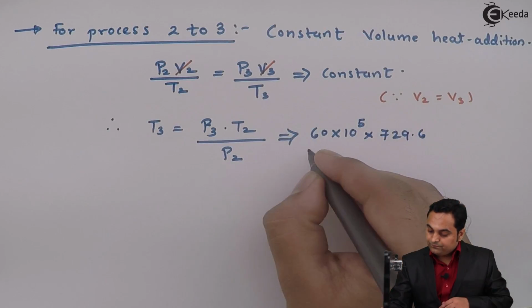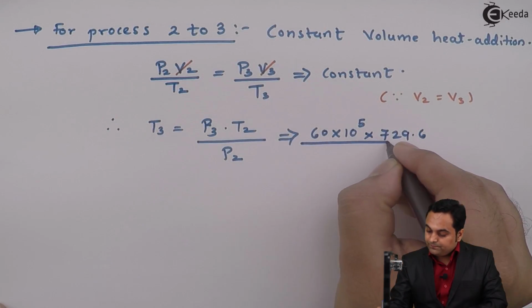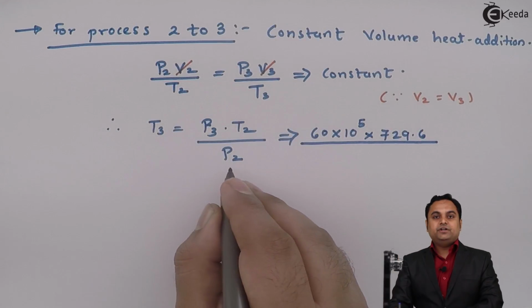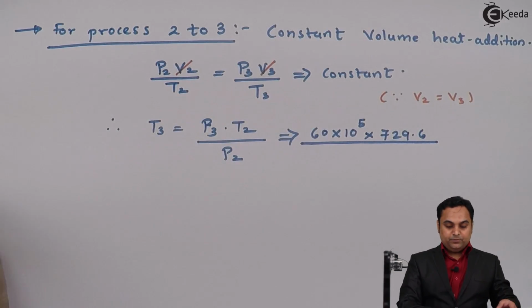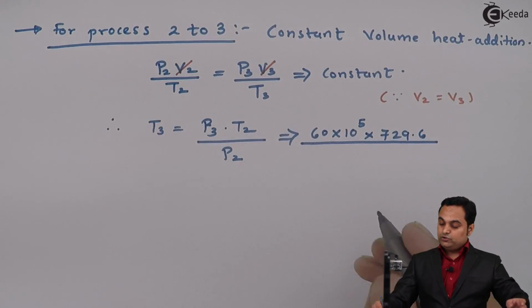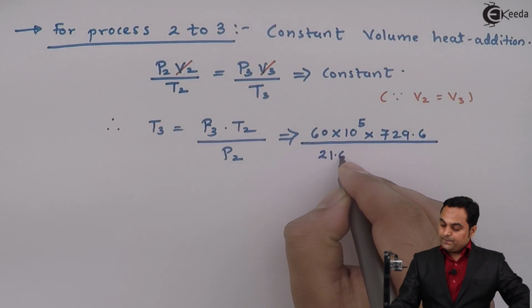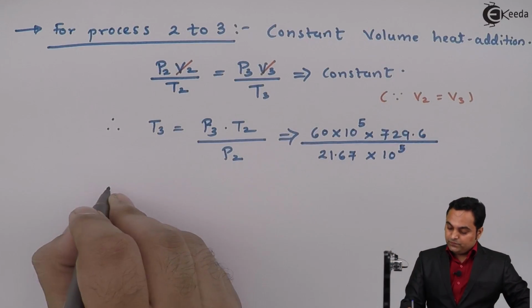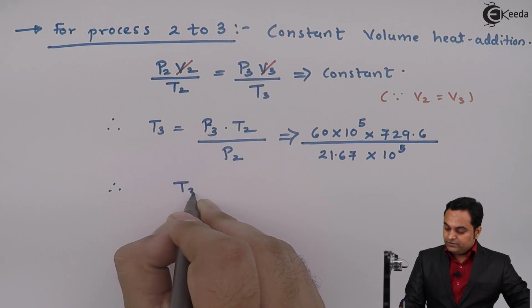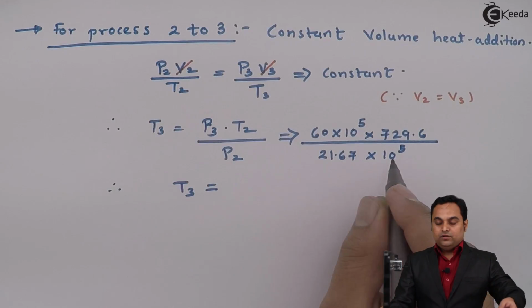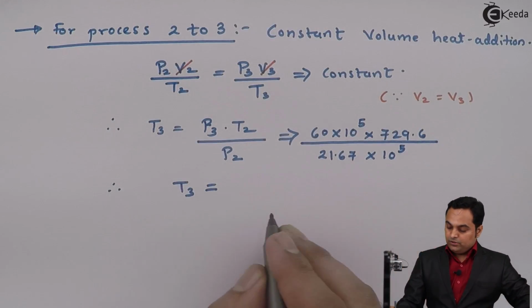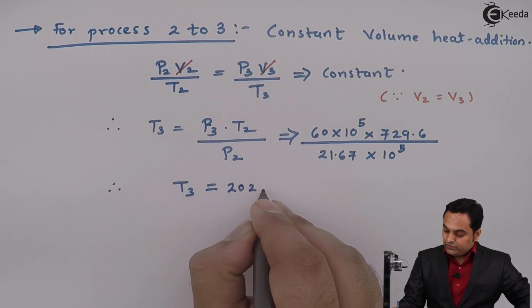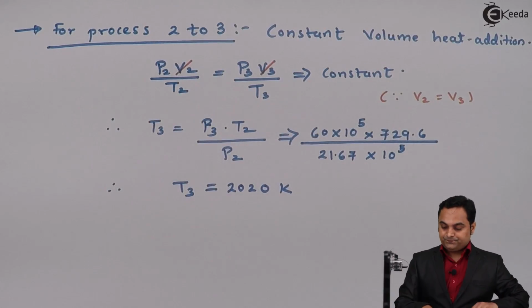729.6 divided by the pressure at point 2, and the pressure at point 2 we have calculated, it was 21.67 into 10 raised to 5 Newton per meter square. So therefore here the temperature at point number 3 will come out to be 2020 Kelvin.